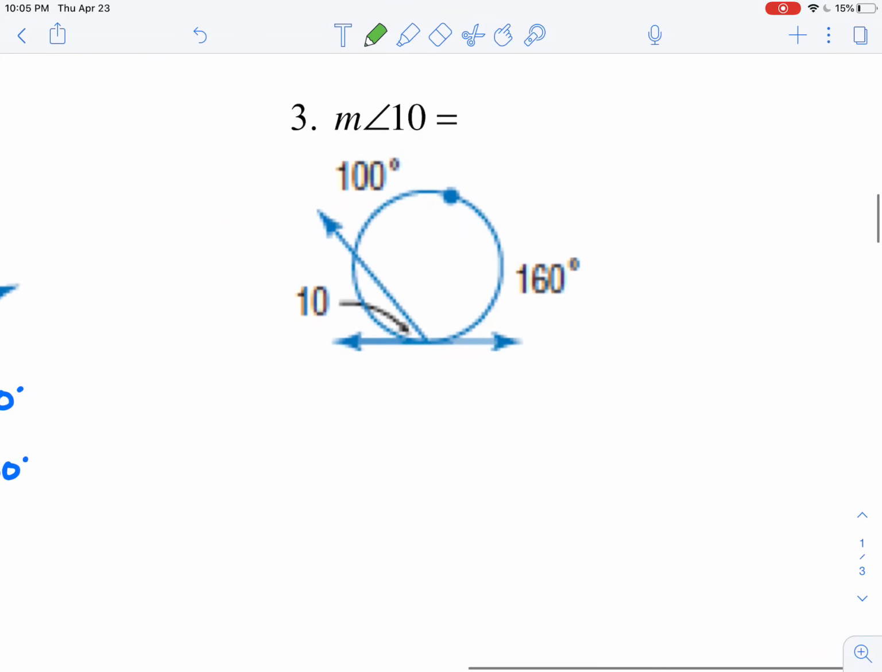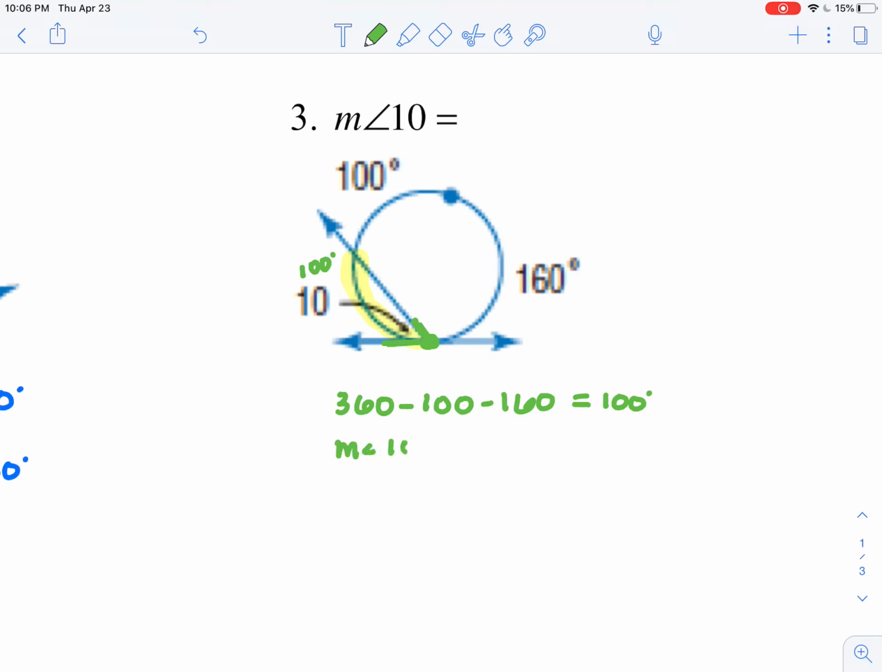In question number 3, we have angle 10, which is formed by a tangent and a secant. Again, they intersect on the circle. So to find the measure of angle 10, I take half the measure of its intercepted arc, this space here. We don't have the measure of that arc, so just like we did in question number 2, I'm going to start by taking the full circle, 360 degrees, subtract off the 2 arcs that are labeled, 100 and 160. That leaves me with 100 degrees for this arc.